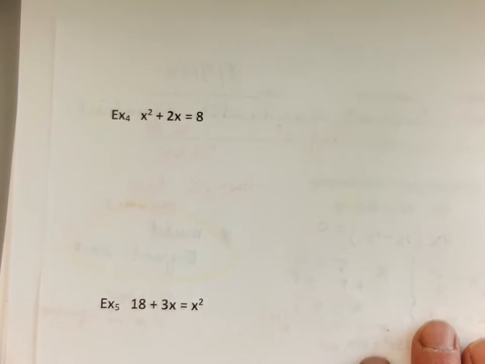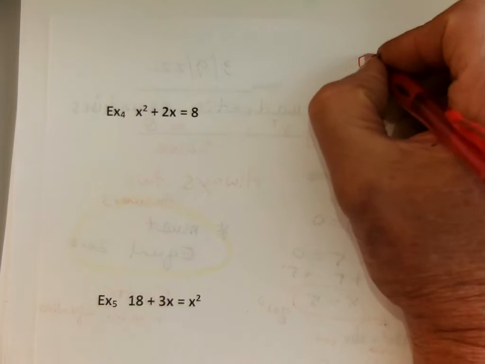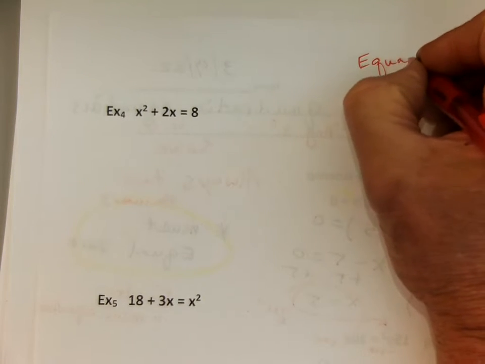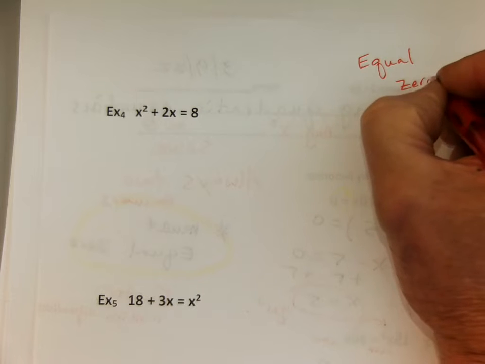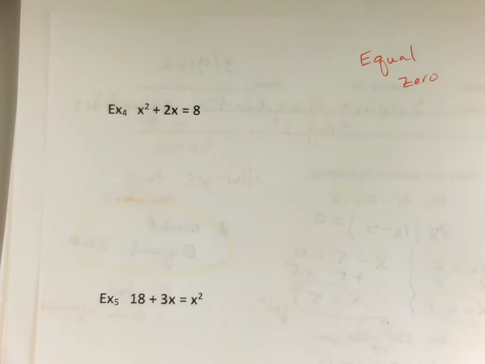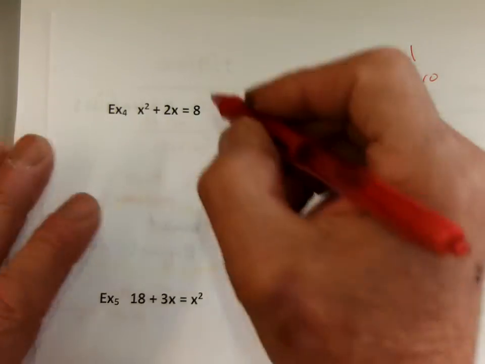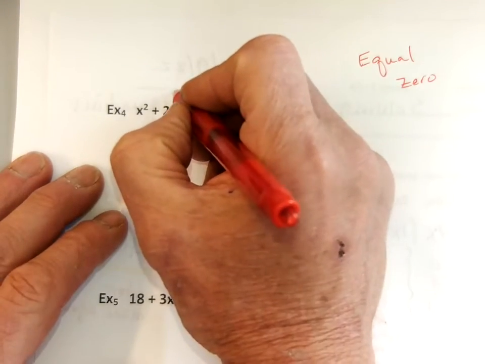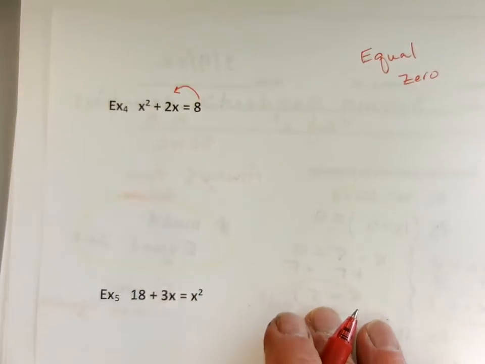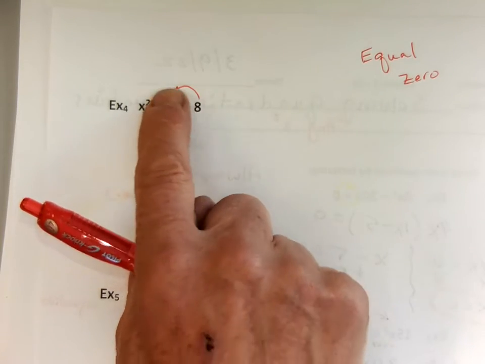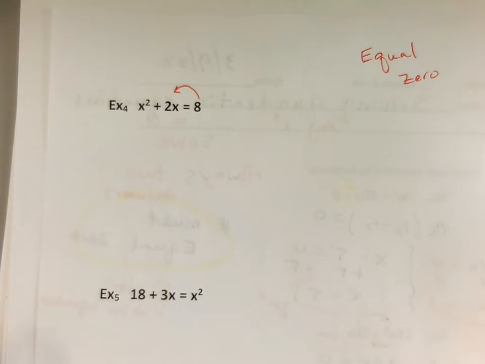Okay. Example 4. Well, it needs to equal 0. It doesn't. It must equal 0 if we're going to find zeros. So I'm going to bring the 8 over. So I'm going to subtract 8 to bring it over. Does that make sense?